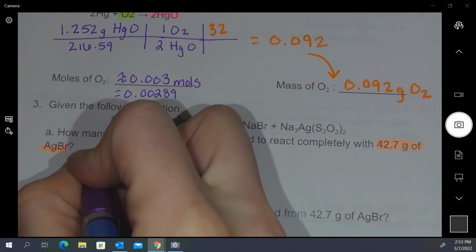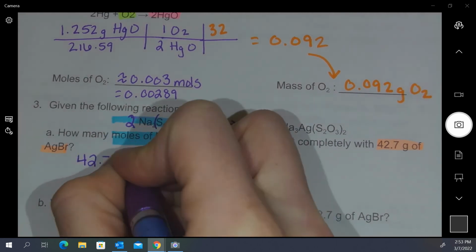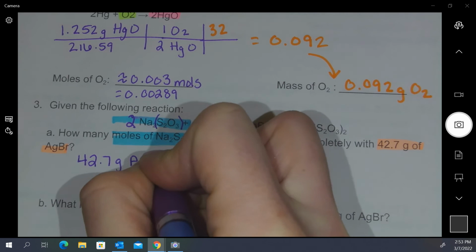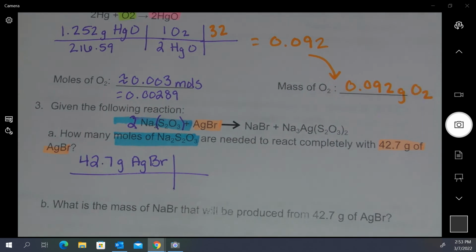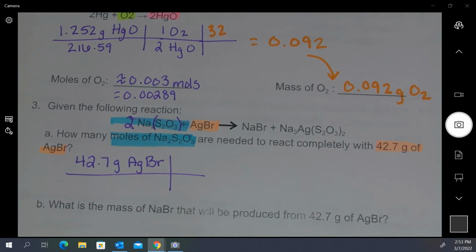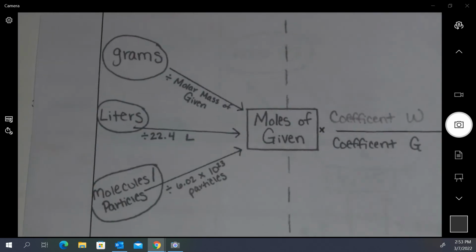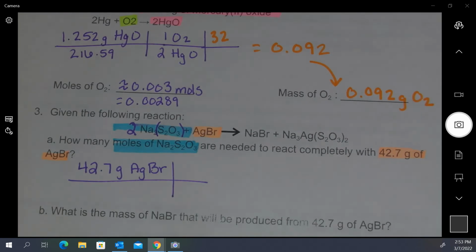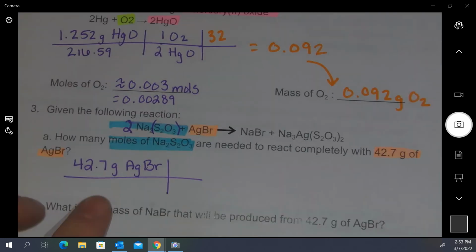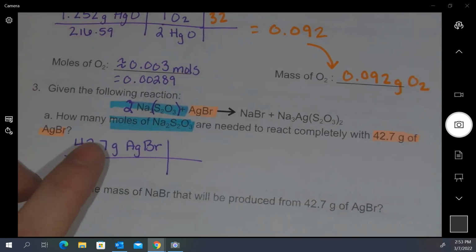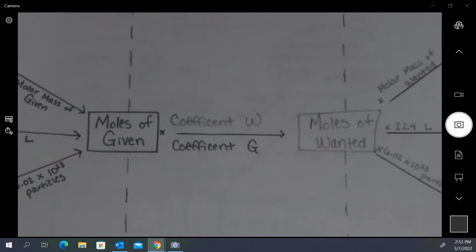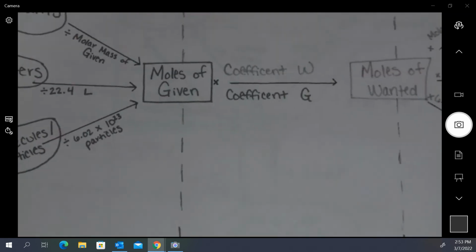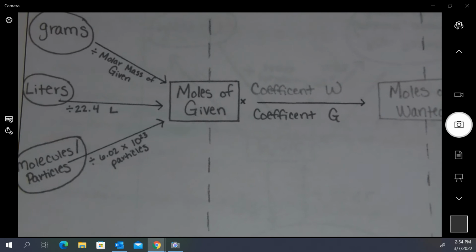So 42.7 grams of AgBr. What needs to go underneath AgBr? The molar mass of AgBr. I'm going to give you a second to work with the people at your table to finish out this problem. You know the molar mass of AgBr goes under here. I want you to work together to see if you can finish out the rest of what the question is asking for.